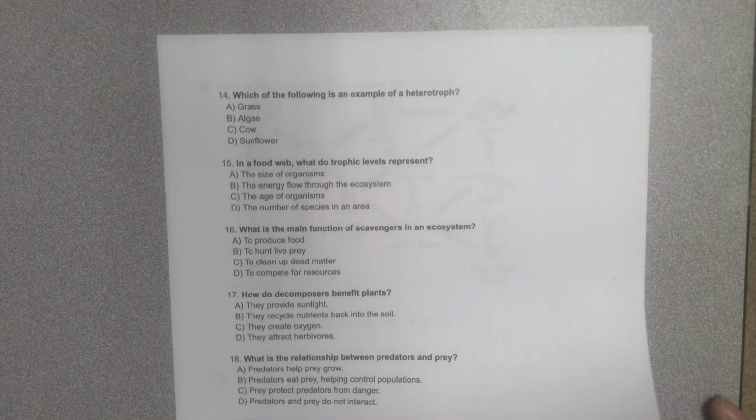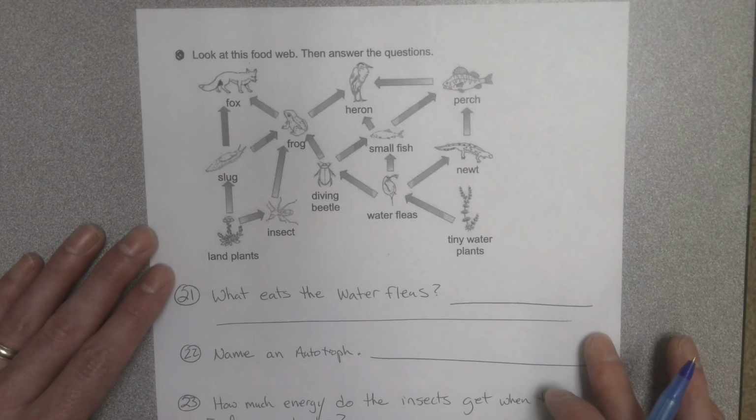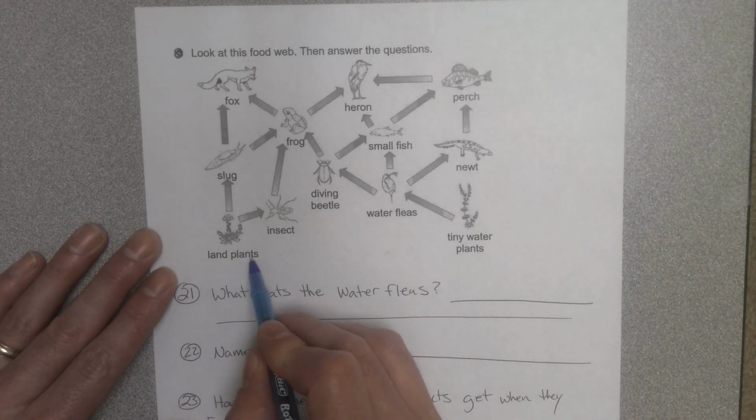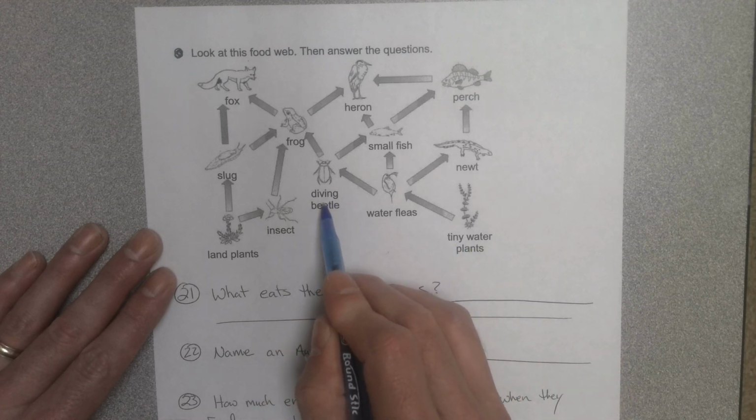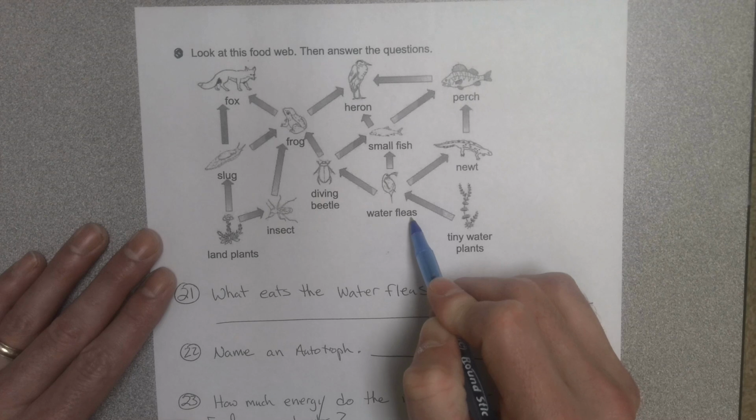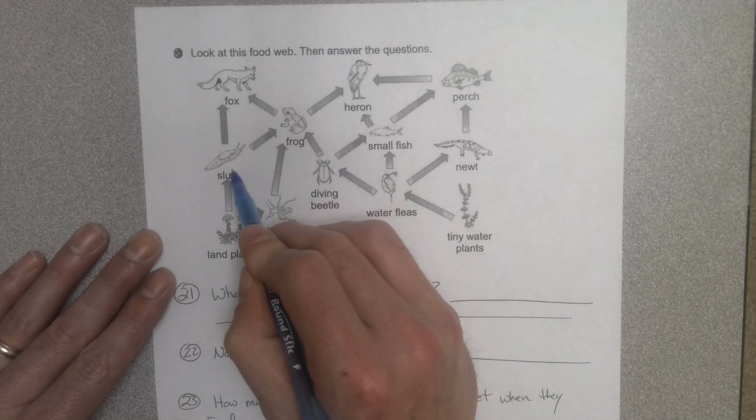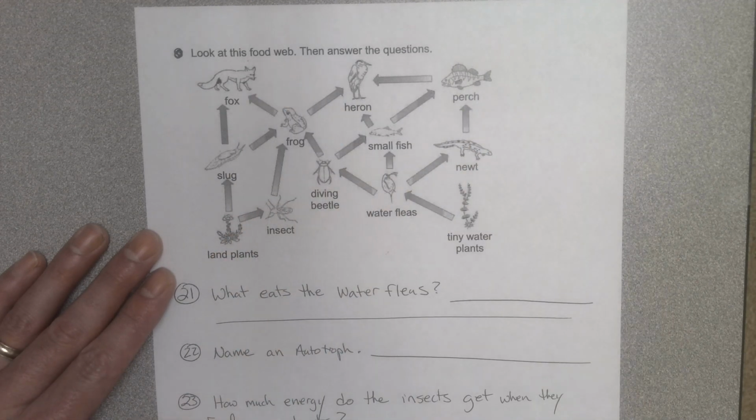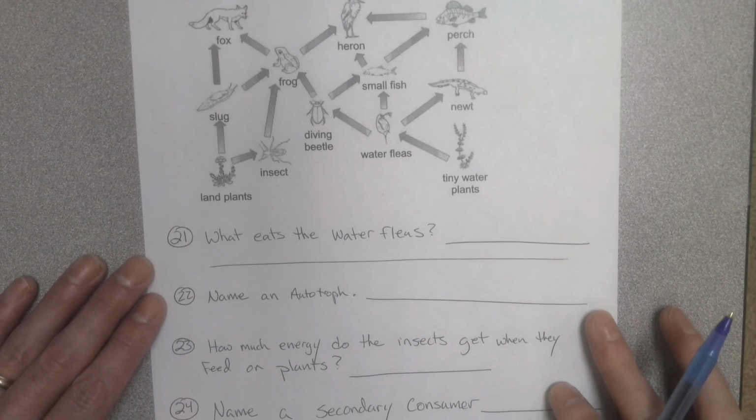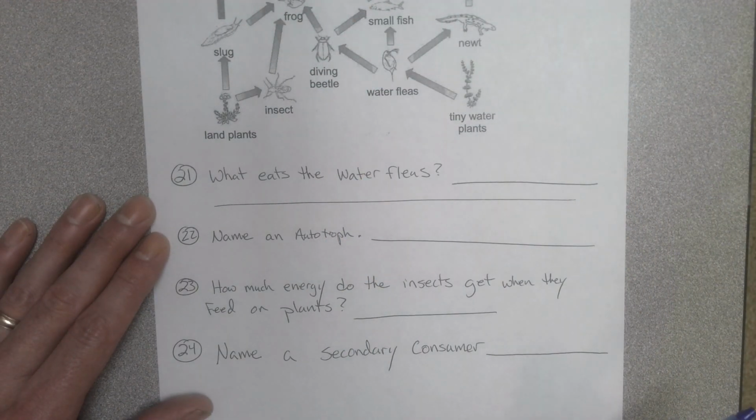All right, there's one more page to look at. This page requires that you study the food web. And it looks like we have land plants and tiny water plants. We have insects, diving beetles, water fleas. We have a newt, small fish, frogs, slugs, fox, heron, and perch. The questions that you must answer depend on what you see in the food web.